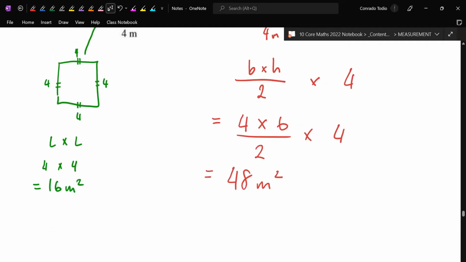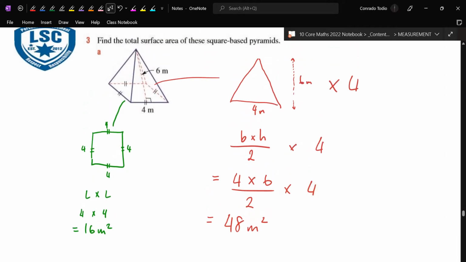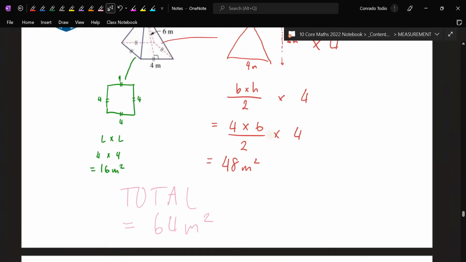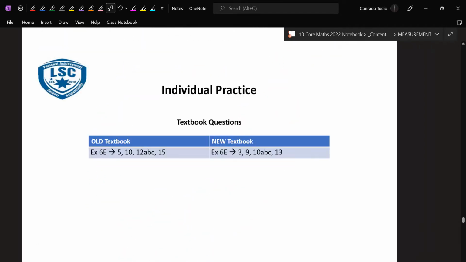I've got my triangles. I've got my base, which is a square base, and then you just have to add them together. So that means the total is going to be 64 meters squared. Just adding it all together as a final. So don't leave your answers as just these. In the SAC, it's going to expect you to obviously show your final answer. Although if you just left it as these, I would still give you some marks. But again, this total part here accounts for one full mark. So don't forget to put that in.